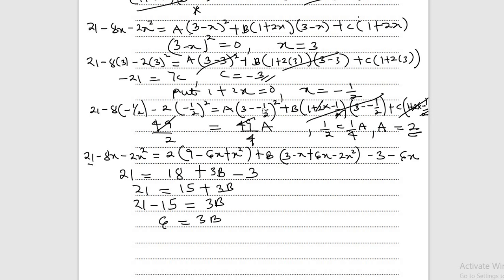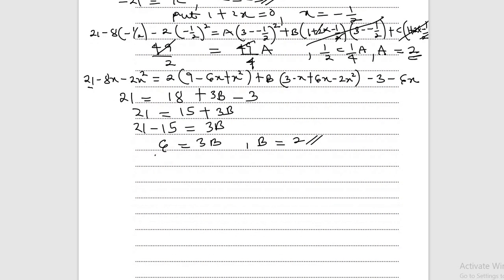So from there, b is equal to 2. Perfect. So hence, if you pick the coefficient of x also and do the same thing, you're going to get the same answer.